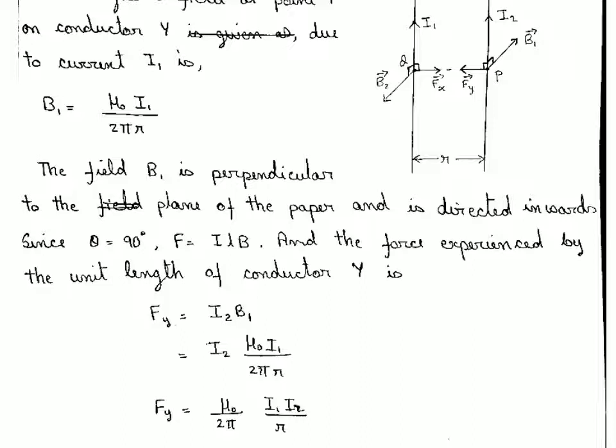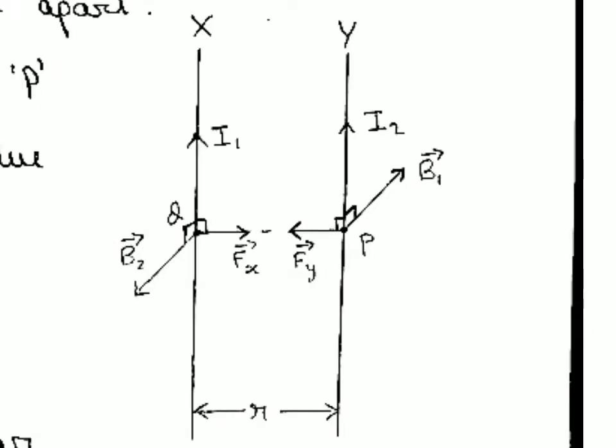Again, to find the direction, we'll have to write the force experienced by the conductor in vector form. So in vector form it is IL cross B. So we have to take the direction of flow of current and the direction of the magnetic field. To know the direction of the force, we'll have to use the right hand vector product rule.